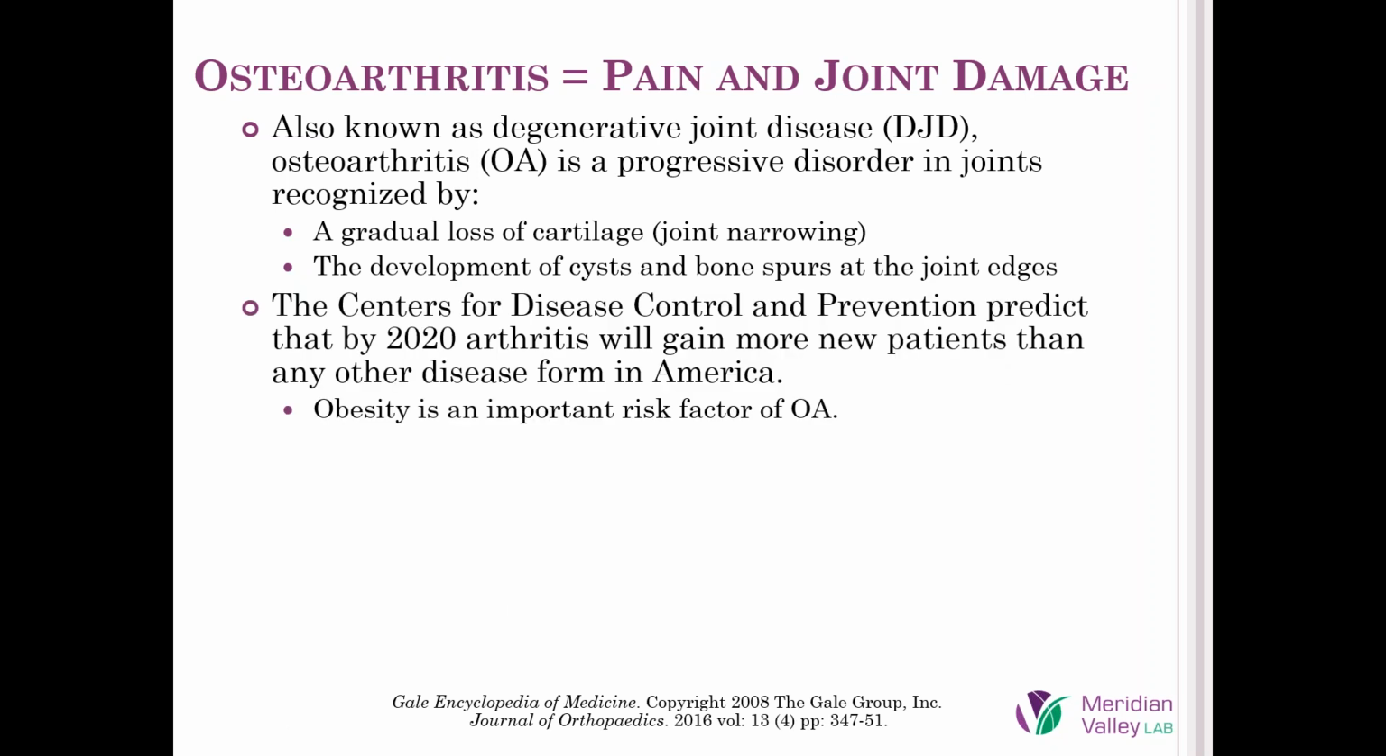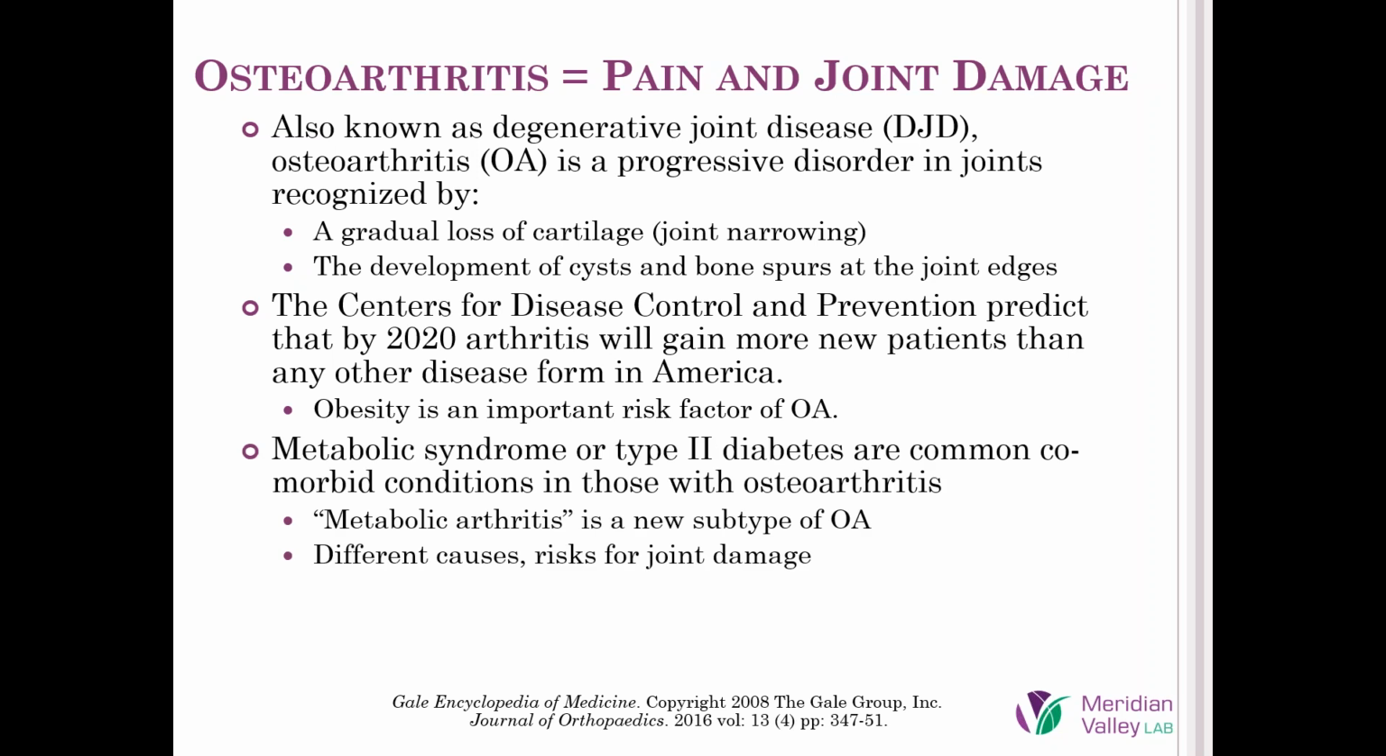The Center for Disease Control, the CDC, predicts that by 2020, arthritis will actually have more new patients in its diagnosis than any other disease form in America. And this is important because obesity is an important risk factor for osteoarthritis. It's also an important risk factor for metabolic syndrome or type 2 diabetes.